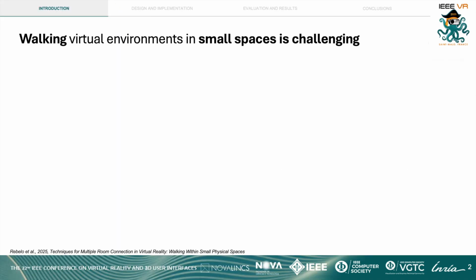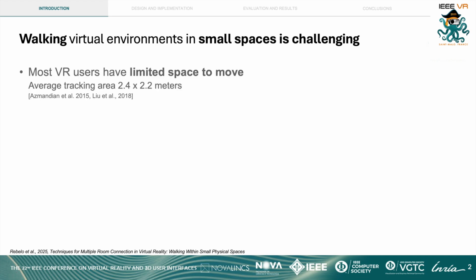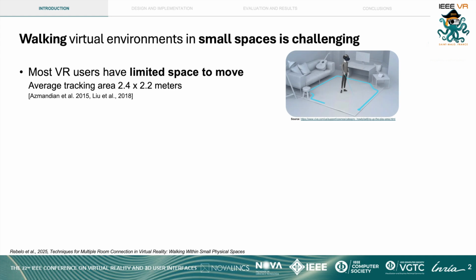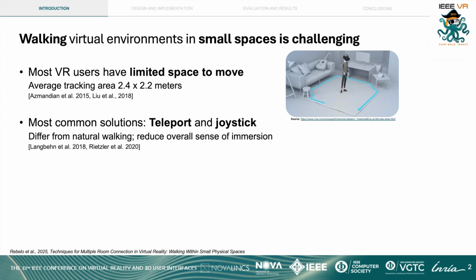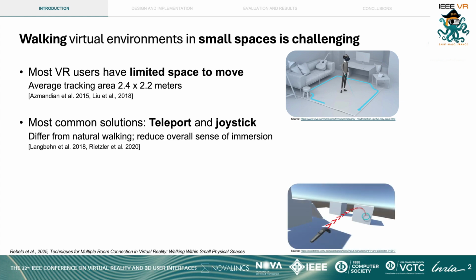Navigating virtual environments through natural walking is challenging, especially in small physical spaces. Most VR users have limited room to move, with an average tracking area of just 2.4 by 2.2 meters, as noted in previous research. The most common solutions, teleportation and joystick movement, allow users to explore larger virtual worlds, but at the cost of immersion.